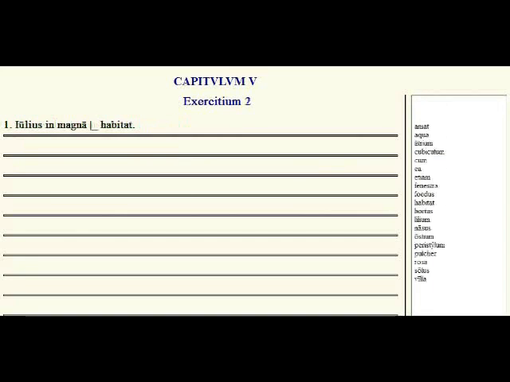Let's try exercise 2. This is a vocab exercise, so make sure that you've studied your margin notes, you've listened to the margin notes, that you have done your flashcards or whatever the method you're using to memorize your vocab so you know it well backward and forward. So here in the first example, Julius in magna villa habitat, right? And Julius magnam villam cum magno horto habet. Julius has a large house with a large garden.